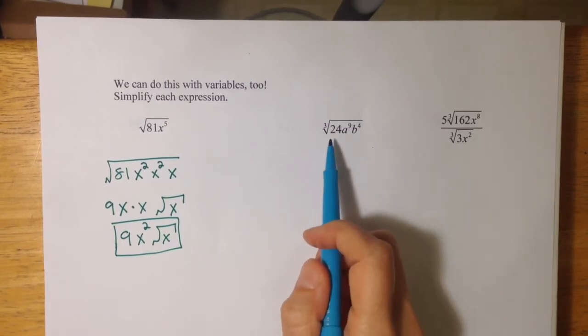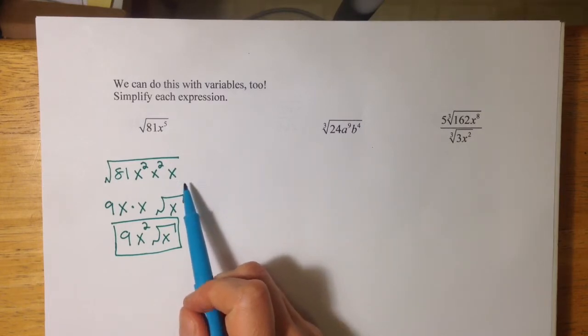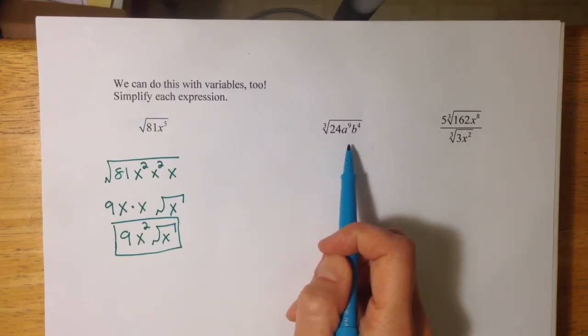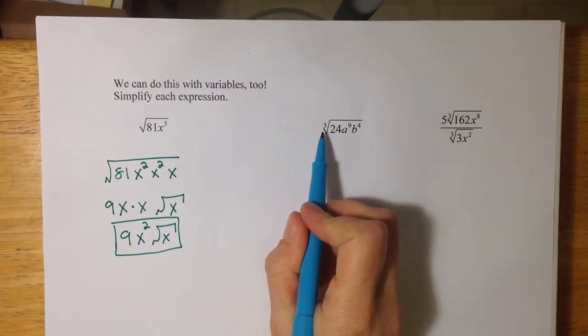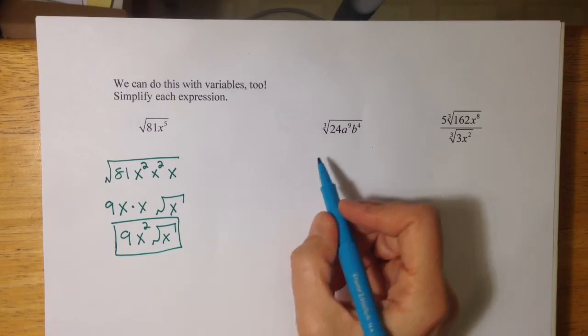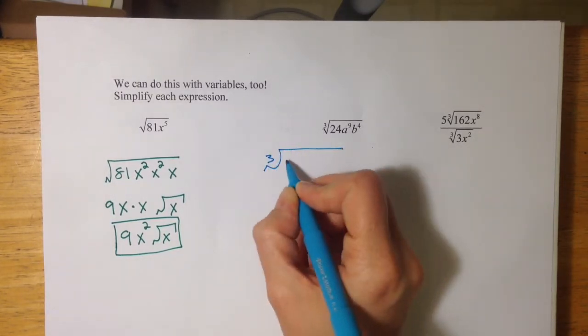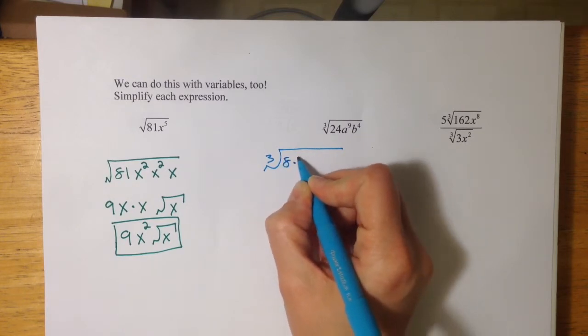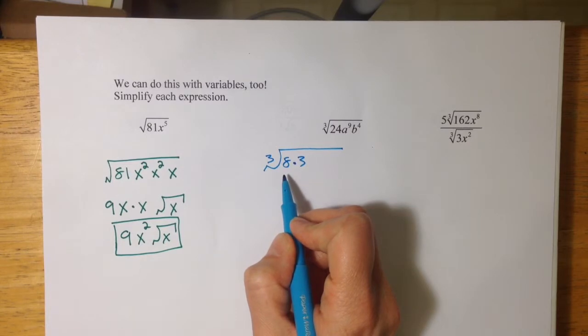I have the cubed root of 24a to the 9th, b to the 4th. I'm going to work this problem similarly to how I worked the last one, by breaking this down into groups before I take the radical. Remember that I'm doing a cubed root, so this time I'm looking for groups of 3. 24 is 8 times 3. That 8 will be useful since the cubed root of 8 is 2.